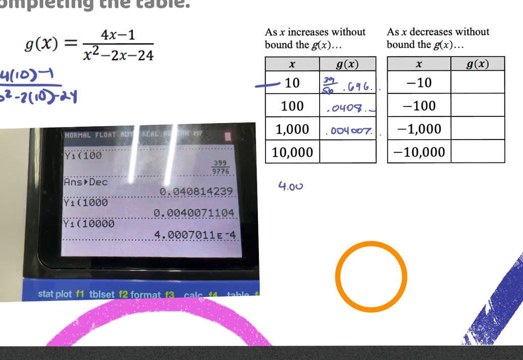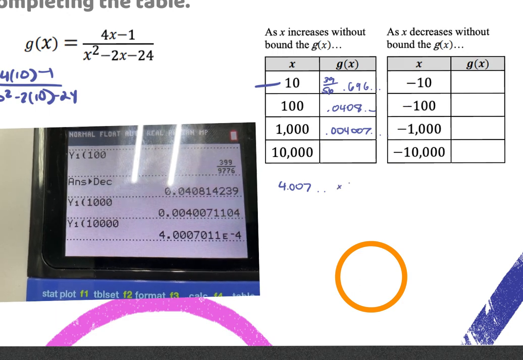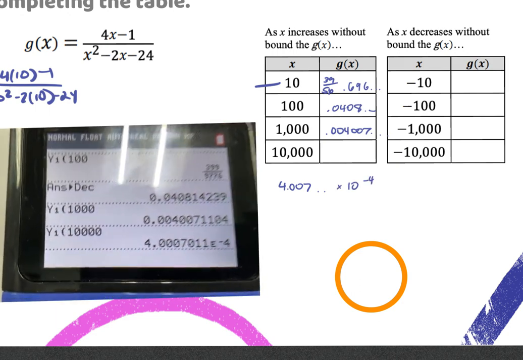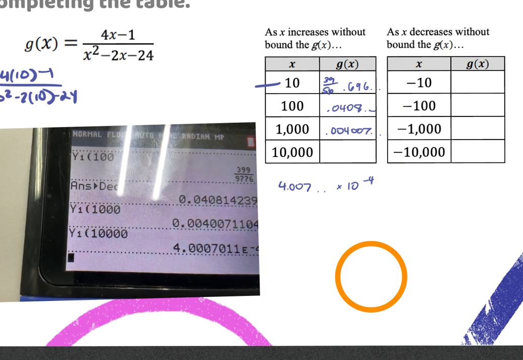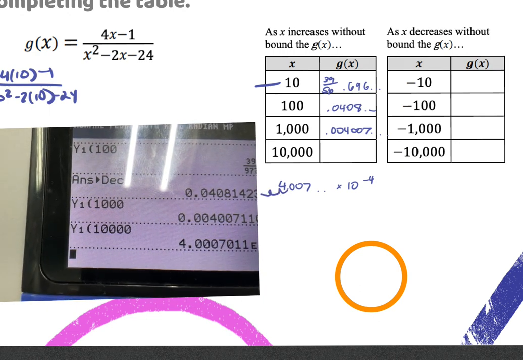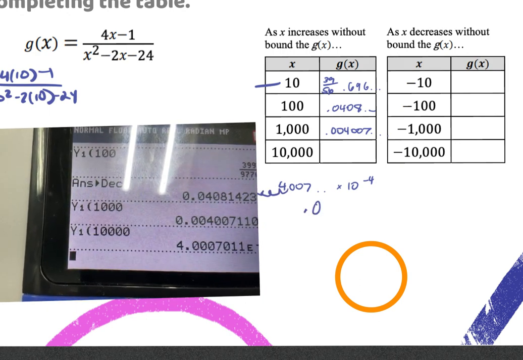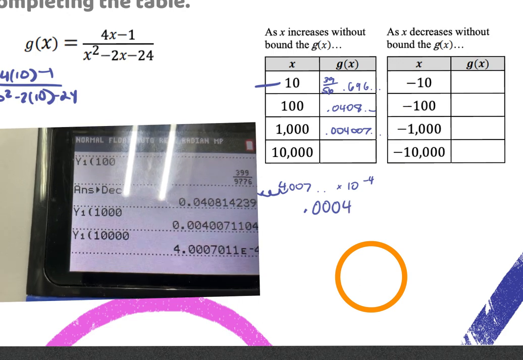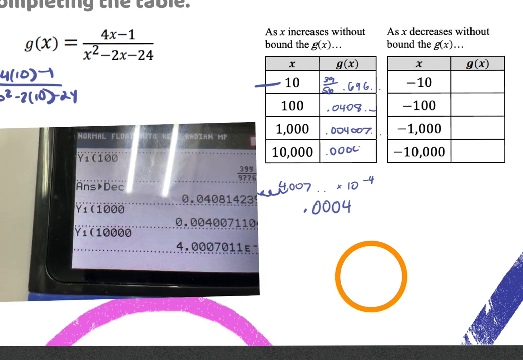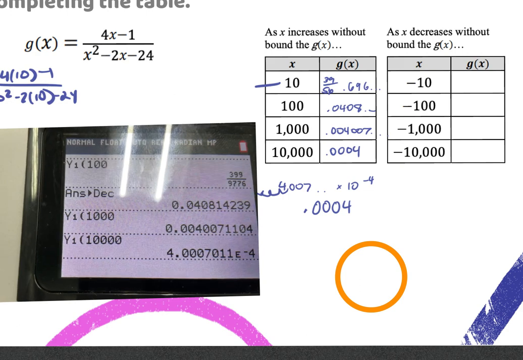What does that mean? It's scientific notation. That means I need to move my decimal 4 places to the left, right? 1, 2, 3, 4. That means it's 0.0004. Now, if I rounded this, what would it round to?